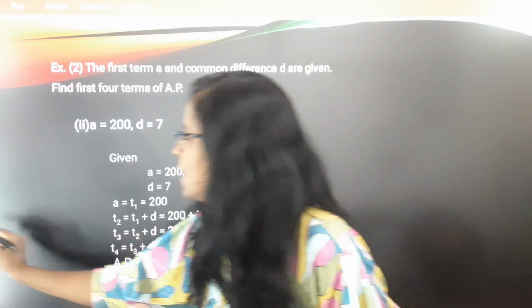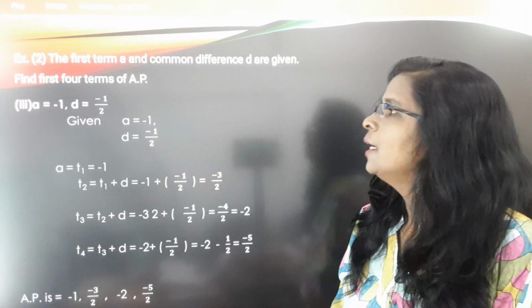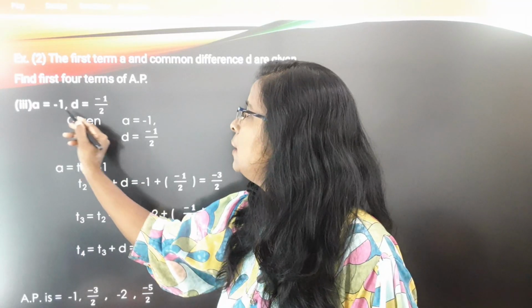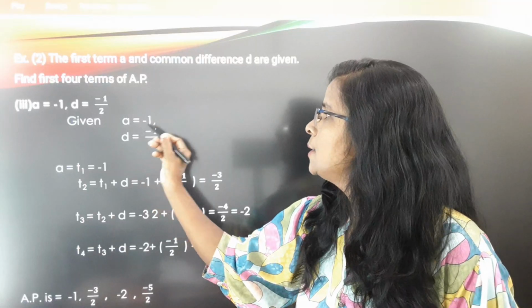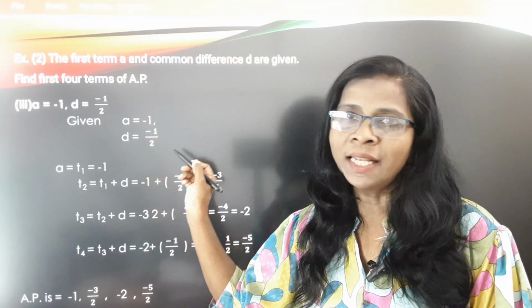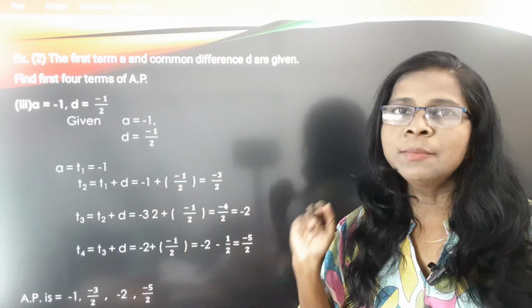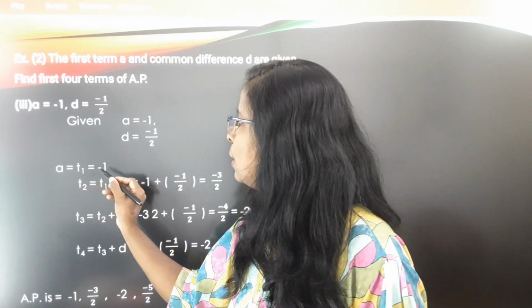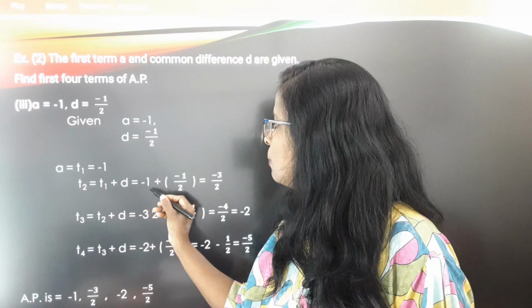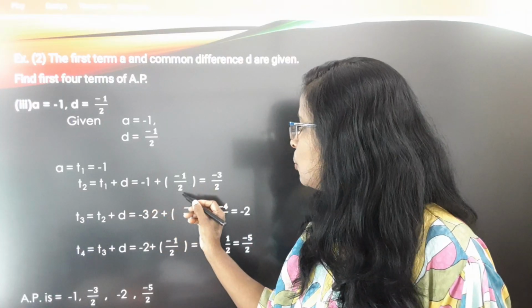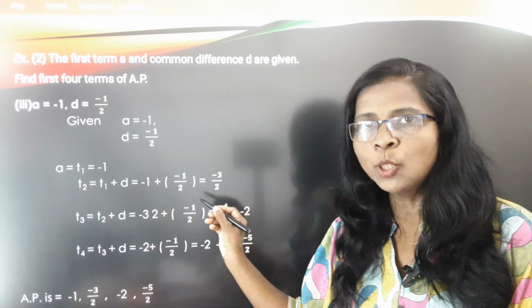Okay, so now see the next example. A is equal to minus 1, D is equal to minus 1 upon 2. So here given is A is equal to minus 1, D is equal to minus 1 upon 2. A is nothing but the first term. So T1 is equal to minus 1, T2 is equal to T1 plus D is equal to minus 1 plus minus 1 upon 2 is equal to minus 3 upon 2.